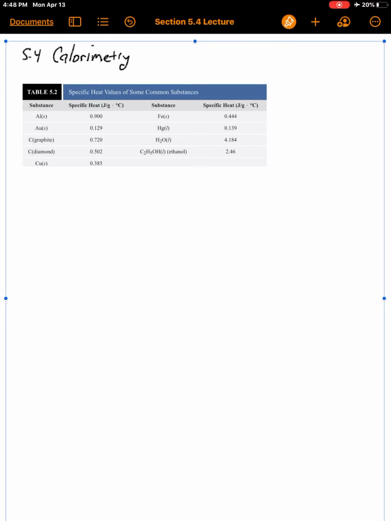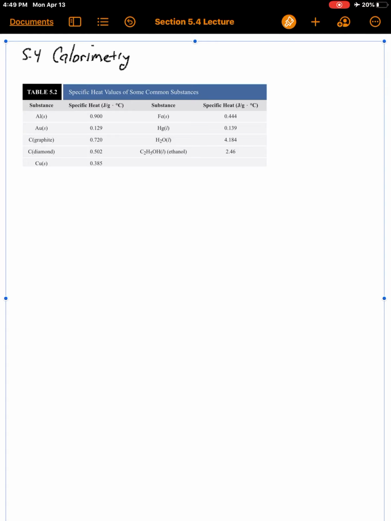Section 5.4, calorimetry. We're going to begin this section by looking at Table 5.2 from your textbook, which is a list of specific heat values for some common substances. So this is by no means an exhaustive list. It's just a few substances.